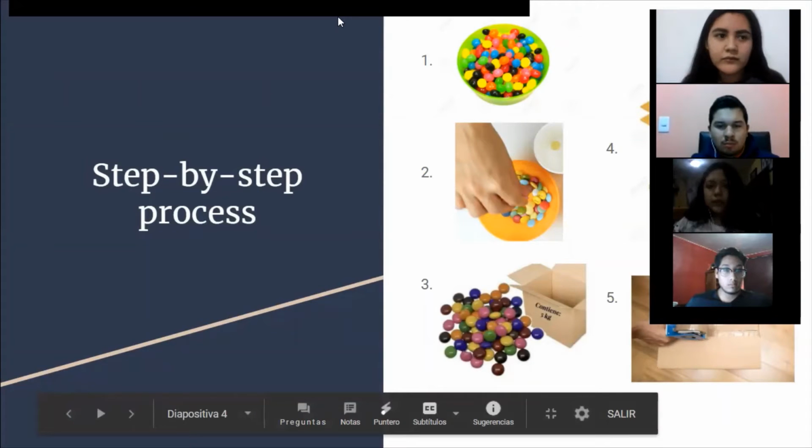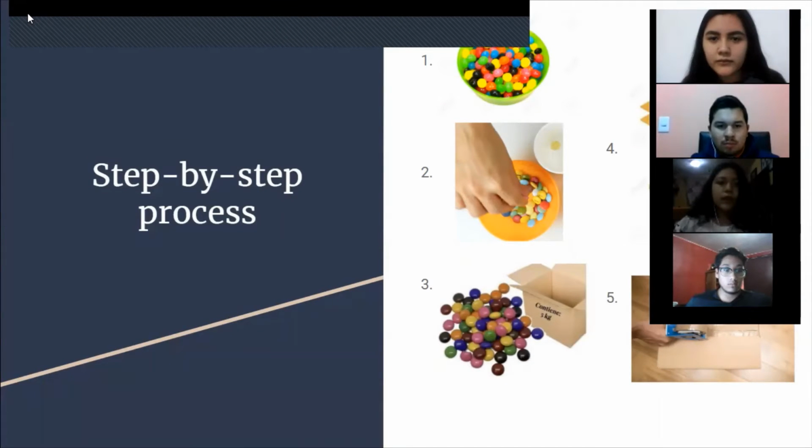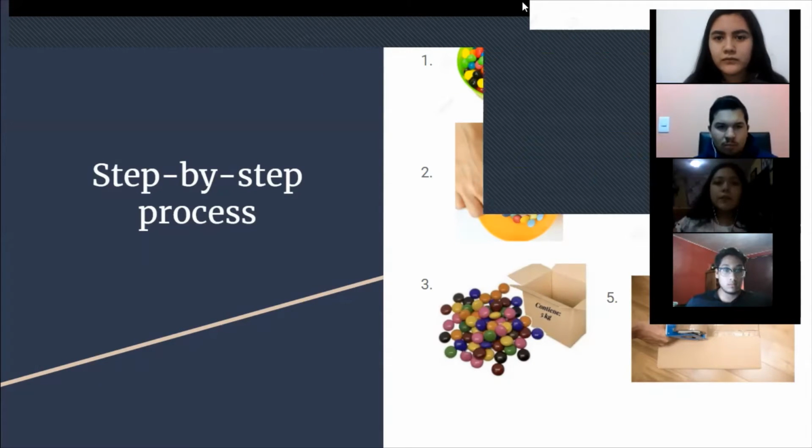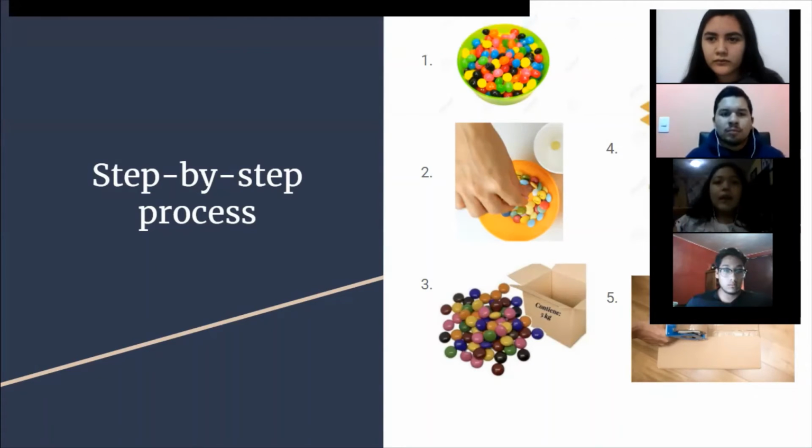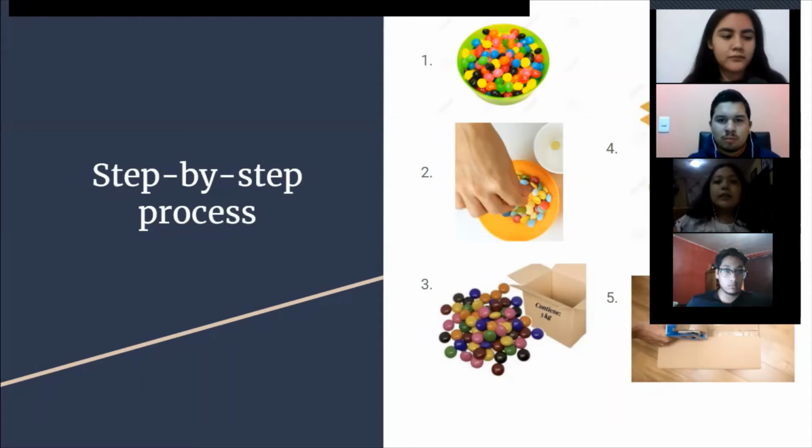The candy classification process is divided into 5 basic steps. The first is filling. The second is the separation of the candies. Then candy packaging, classification and labeling of the box, and selling.